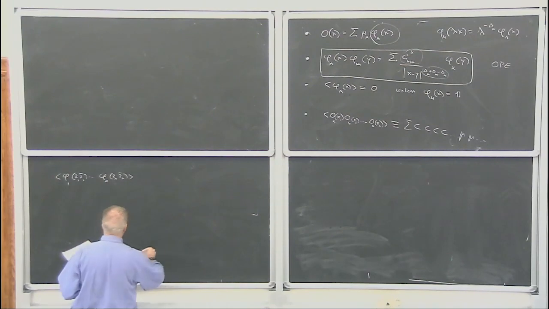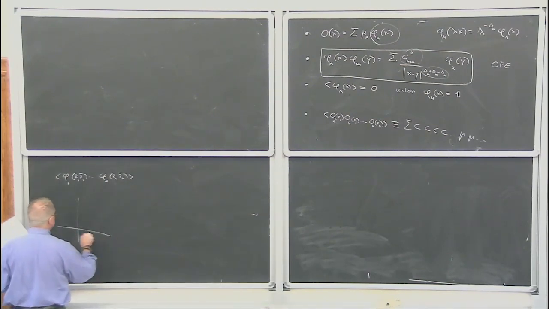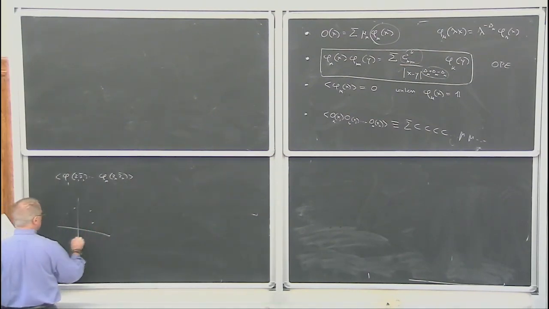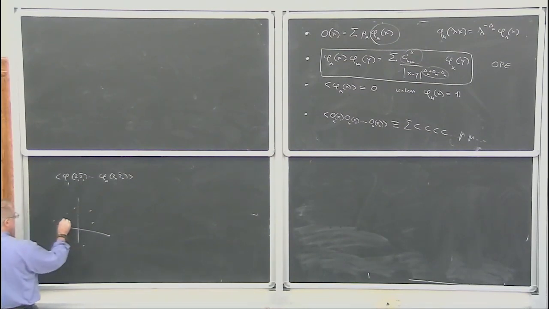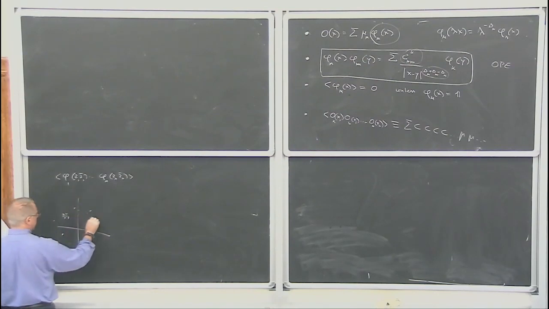So I have in the physical plane the points associated to the various z1, z1 bar, and so on, up to zn and zn bar.